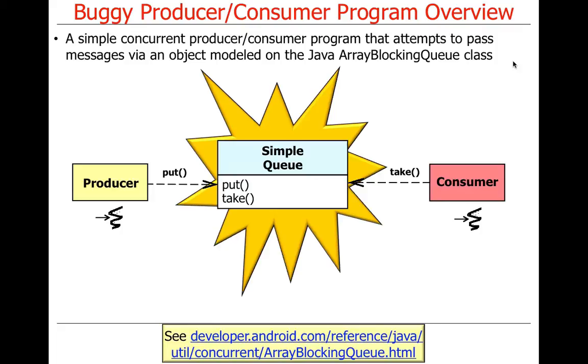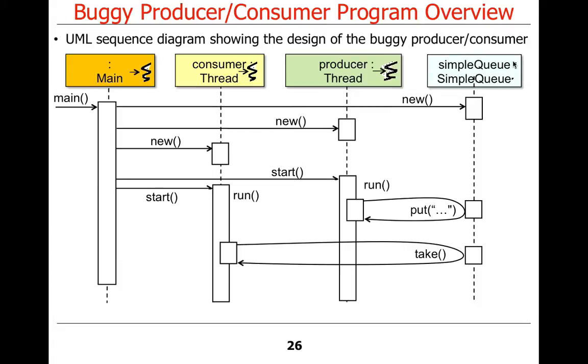But its interface is based loosely on something called the array blocking queue, which is a cool class that's provided in Java/Android that allows you to do producer-consumer interactions between multiple threads using a buffer, which is the queue, and it blocks under certain situations. At the moment, we're just going to focus on mutual exclusion. We'll come back and cover some other parts later.